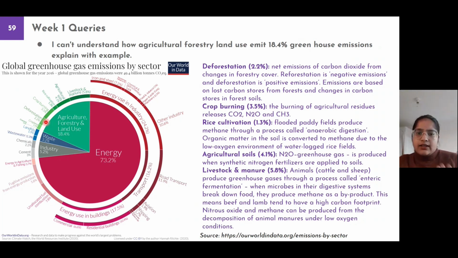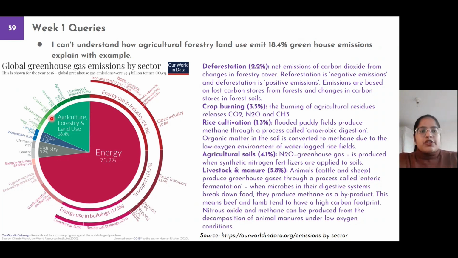Again, these are also counted based on the changes in the forest soil because it acts as carbon stores. So the total net emissions are being counted for deforestation. Similarly, the same is being counted for cropland because when the crops are cleared, it's counted as positive emissions, but when crops are planted, it's counted as negative emissions. So the total of these emissions contribute to 1.4%. Again, grasslands contribute 0.1% based on the same net emissions of carbon dioxide.